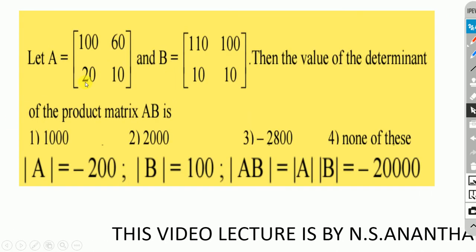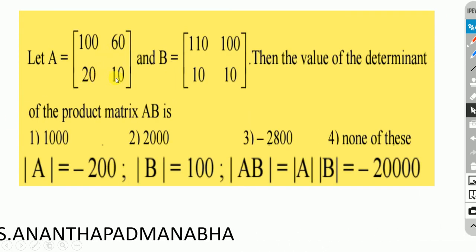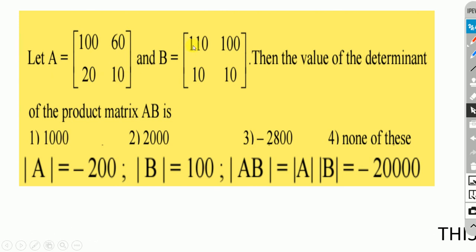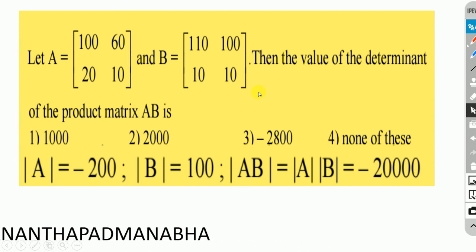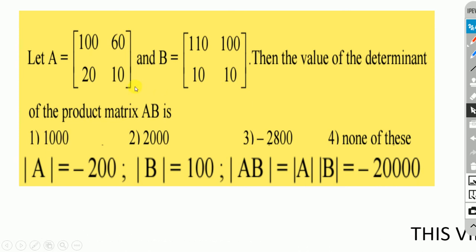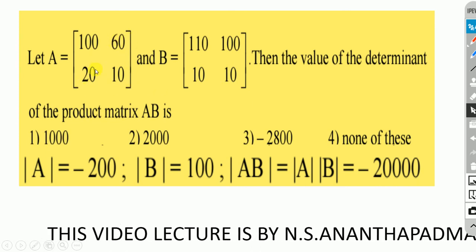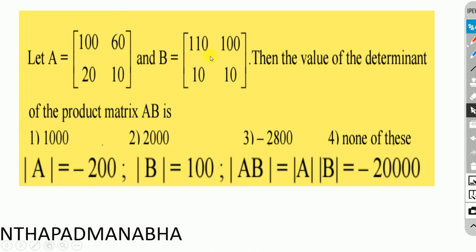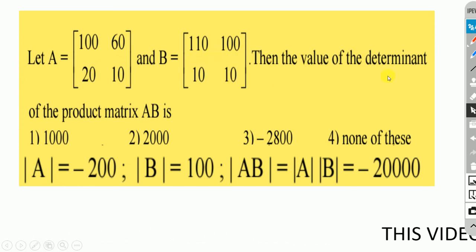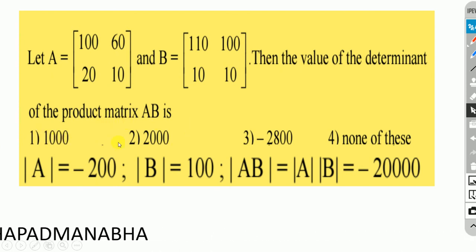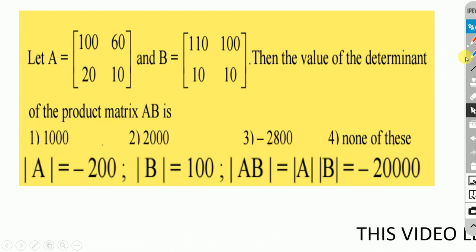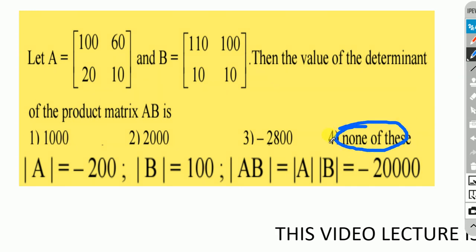A is equal to 100, 60, 20 and 10. 110, 100, 10, 10 is matrix B. I have been given two matrices: A is equal to 100, 60, 20 and 10, and B is equal to 110, 100, 10, 10. Then the value of the determinant of the product matrix AB is 1000, 2000, minus 2800, or none of these.